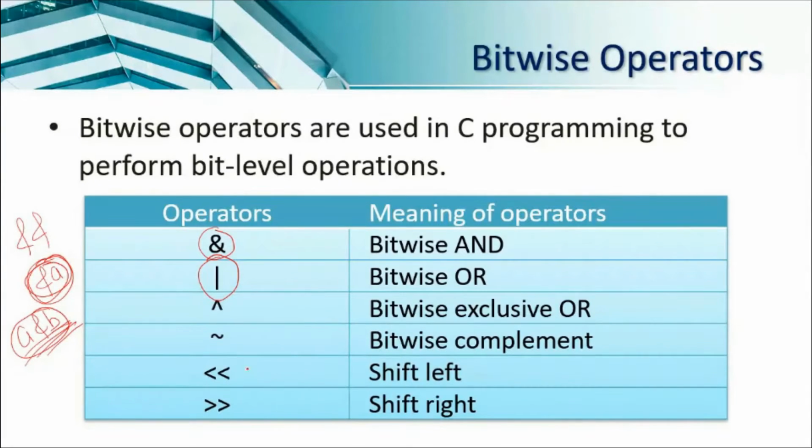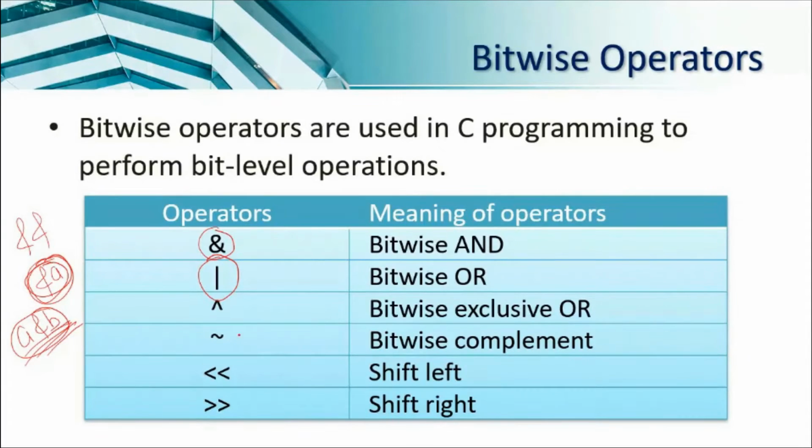Then double less than symbol. So that is the shift left. Double less than symbol is the double shift left. That is, we are shifting the characters to the left. So that also we will see. Then the shift right, double greater than symbol. So it is shift right.